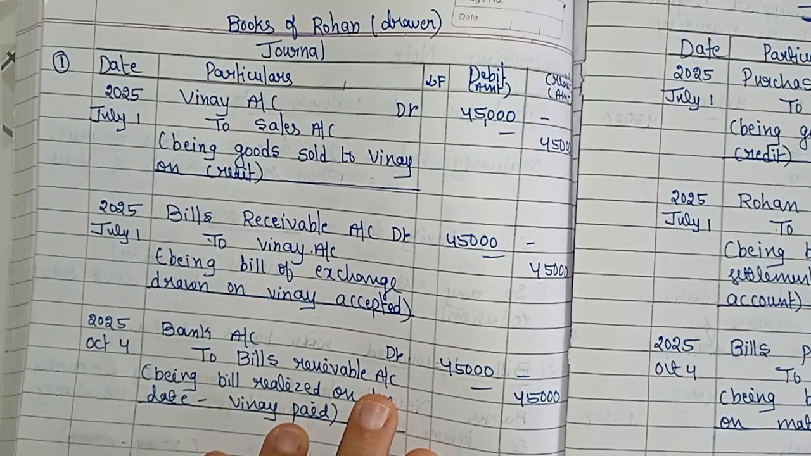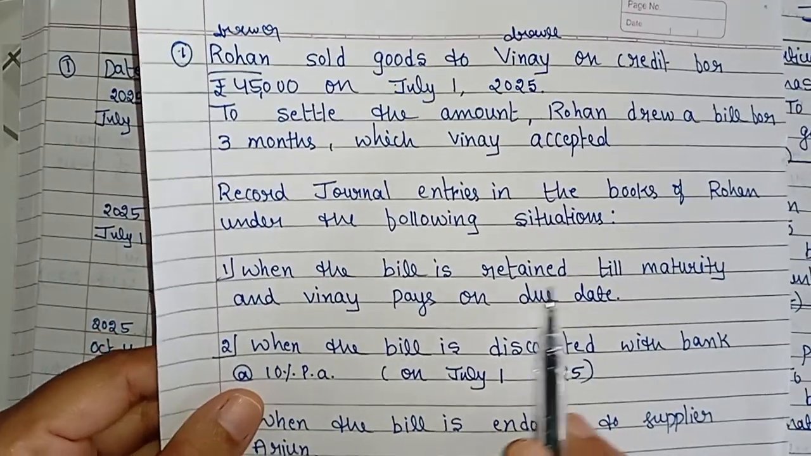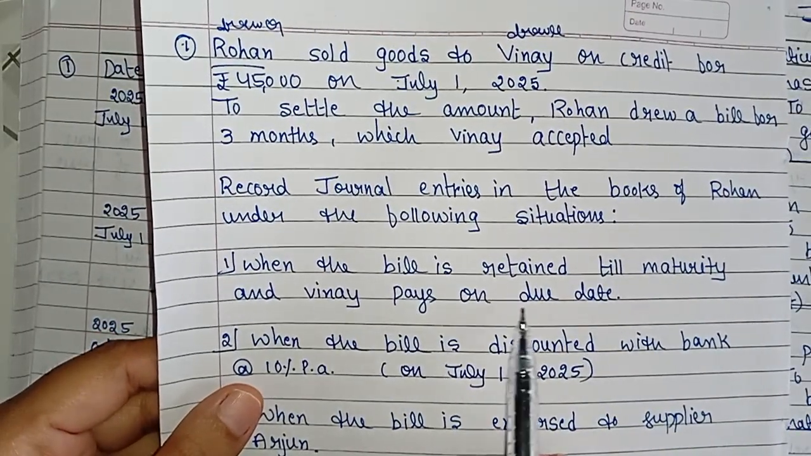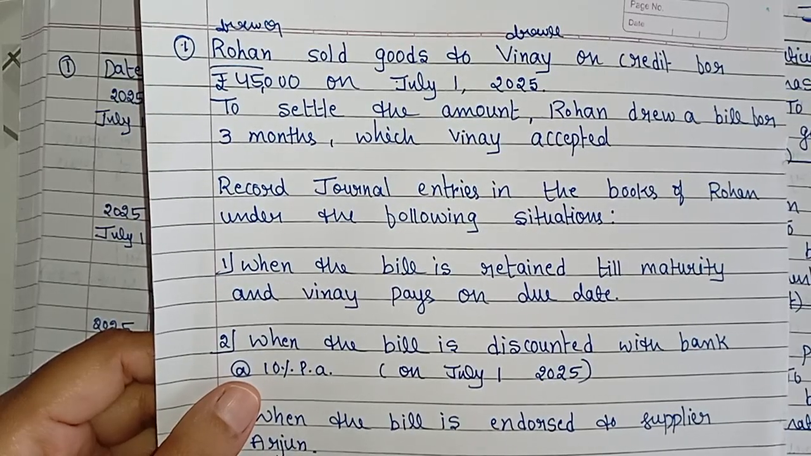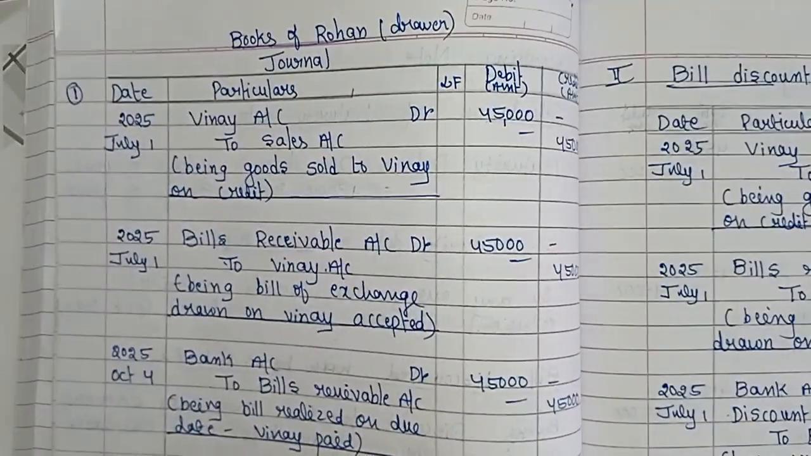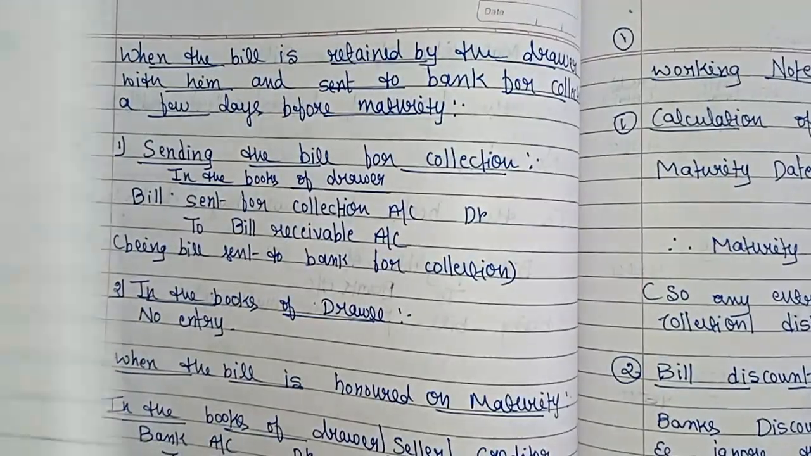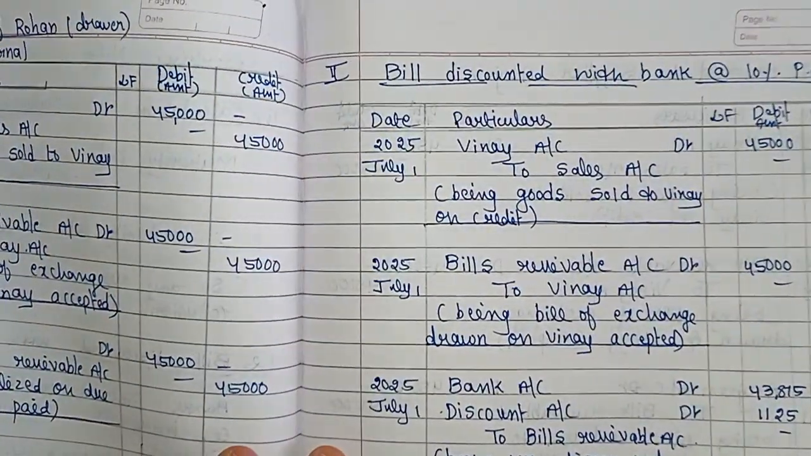But when he has to pay, when the bill is retained till maturity and Vinay pays on the due date, what is our due date or maturity date? How do we have to calculate? So maturity date, it means what? Due date plus 3 days of grace. Right? So for that, we have to mention the dates very carefully.